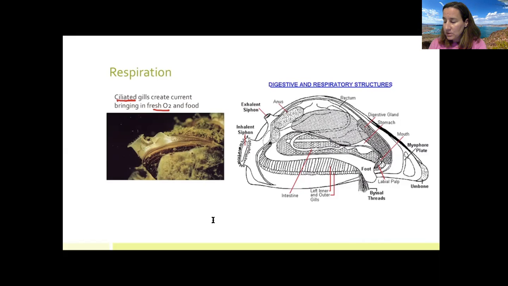So we're going to bring in the oxygen here. We're going to have an inhalant siphon to bring things in. Here are the gills. All of this stuff that looks almost like a ribbed texture are gills, and they're covered in cilia, and they're all beating, and it's causing this current. So the water is going to flow in across these gills. It's going to be able to pull out the oxygen from that fresh water, and then the water goes out the exhalant siphon on its way out.